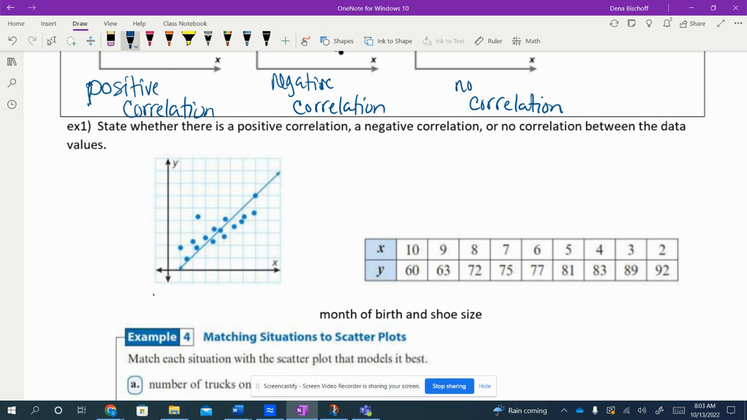Yeah, it's positive. I don't know who said that, but it's correct. This is positive correlation. We can see that the line, as we read the graph from left to right, goes up, much like positive slope. But what about the table? Evan, how did you determine that?